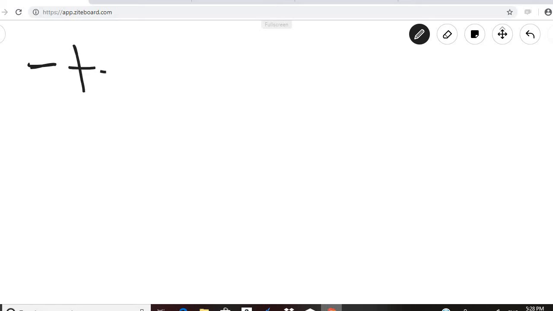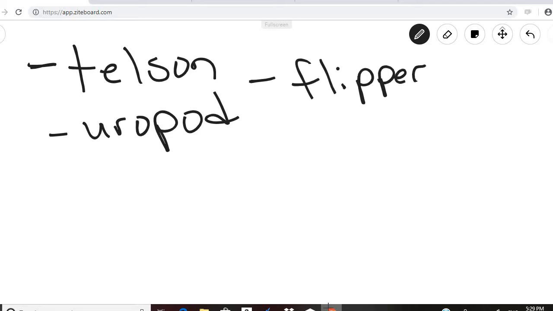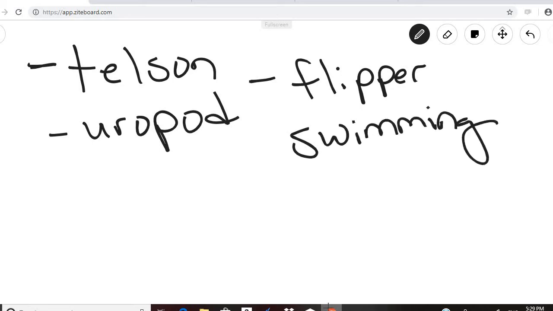Then toward the back of the crayfish, there are two structures. One is called the telson, and the other is called the uropod. And these appendages kind of act like a flipper. So they are used for swimming and helping to move the crayfish or lobster through the water. Okay, so those are the external features that you should know for the crayfish. And then we can start looking at the internal structures of a crayfish.